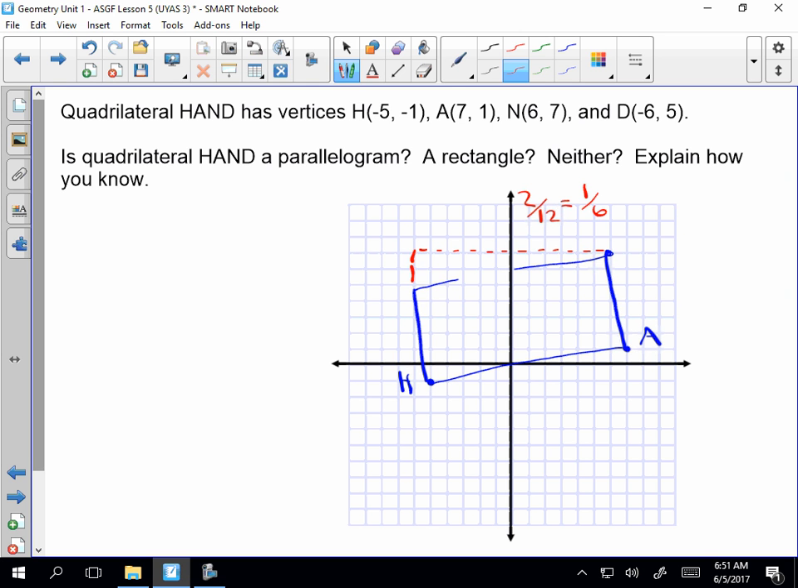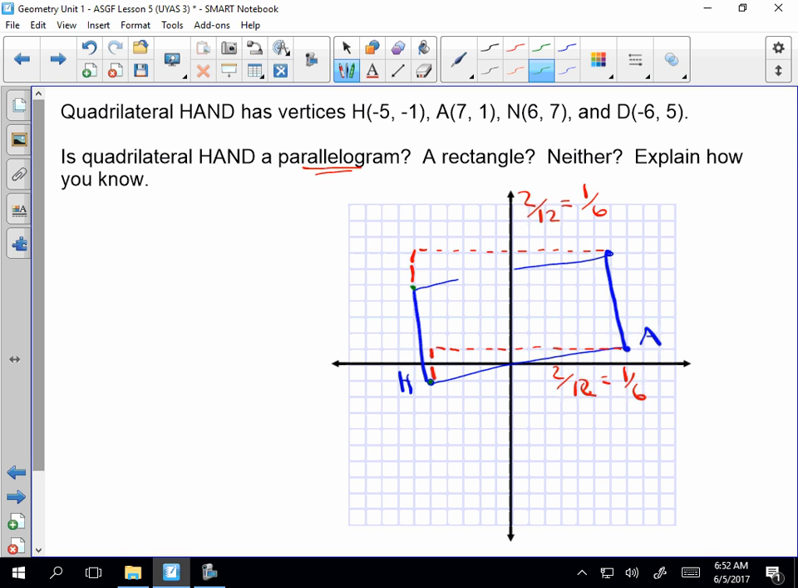Now let's see if we have a matching slope down below for a parallel. Up 2 over 1, 2, 3, 4, 5, 6, 7, 8, 9, 10, 11, 12. So we do have the matching slope of 2/12 or 1/6 for top and bottom. So that tells us that we're well on our way for a parallelogram. We just have to check the other 2 side slopes, and we'll do that next.